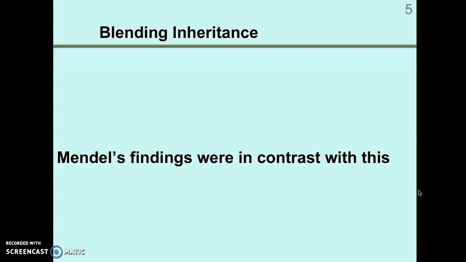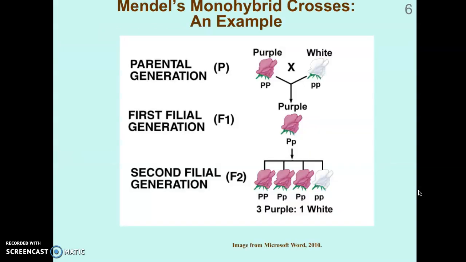He thought there was this idea of blending inheritance, right? But after collecting all that data, he found that there was a contrast with this. So he started looking at different things. We're talking about generations, right? We have a parental generation, then a first generation, and then possibly a second generation. He started taking those plants that he knew had purple flowers and the ones that had white flowers, and he tried to cross them.